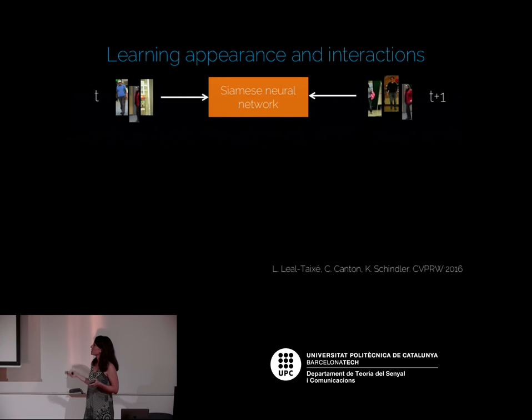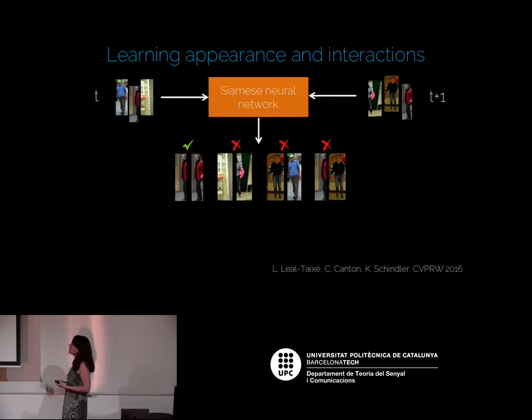Essentially what this does is it compares these bounding boxes from frame T and frame T plus one, and then gives you directly a score. It gives you directly whether two bounding boxes belong to the same person or not. And the nice thing about this is that it also filters out bad detections. For example, you can see here in this detection that there's actually no person inside.